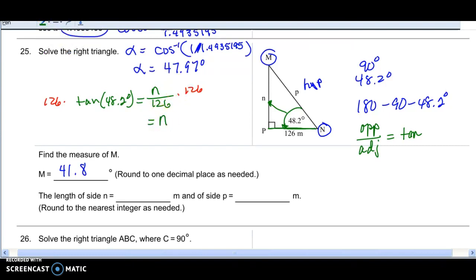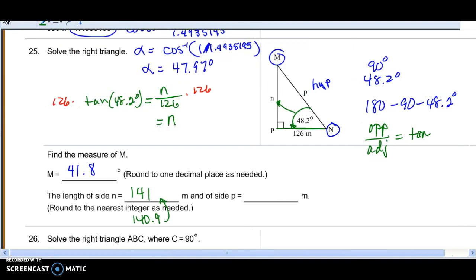N is equal to what? Did you get side n to be 141? We get 140.9, but it says to round to the nearest integer, so we'll round it to 141. So look at what we have. We have this side of our triangle. We have this side of our triangle.